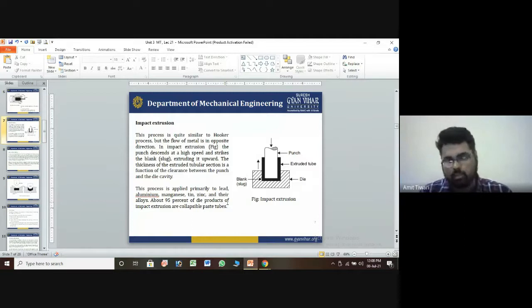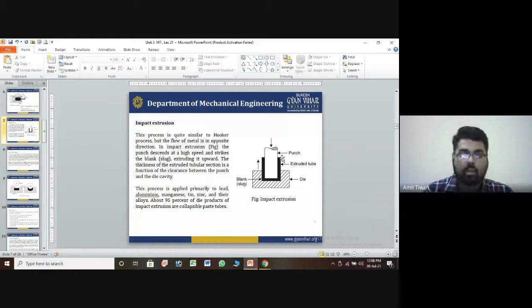Then what we do, you have to apply the punch here, with some extrusion tube placed between them, and you can apply pressure on the punch. You can direct the flow of metal in the upper direction as compared to the extrusion. The other extrusion will have the upper direction, not the very opposite direction.